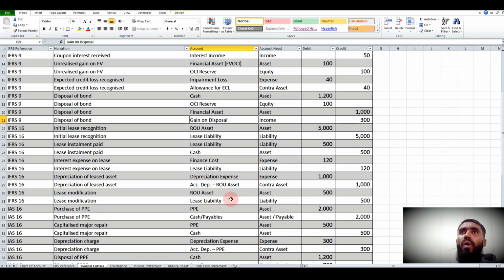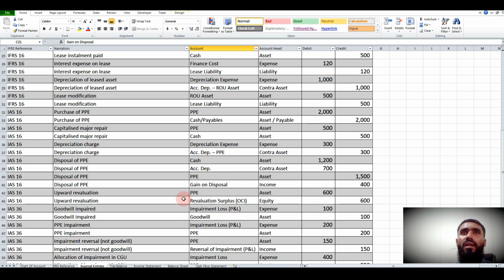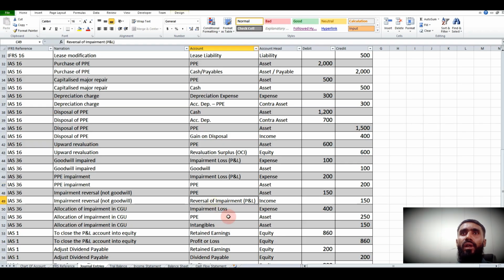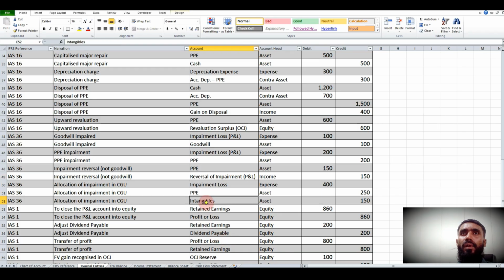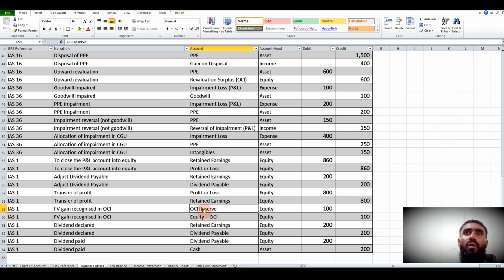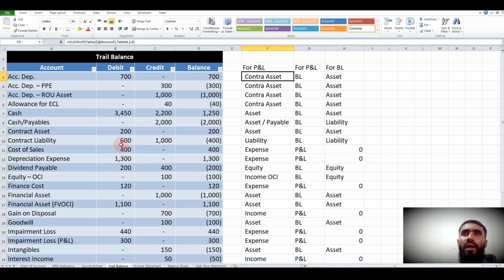Now all of the entries I have passed are related to the financial statements: disposal of property, plant and equipment, revaluation surplus, impairment losses, goodwill, impairment losses, reversal of impairment, intangibles, retained earnings, profit or loss account. I have closed the profit and loss account here: profit and loss account debit, retained earnings credit.